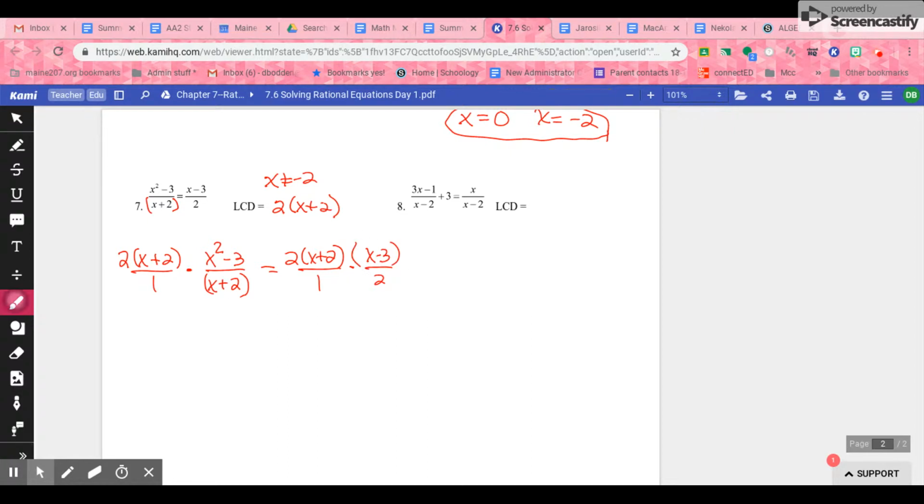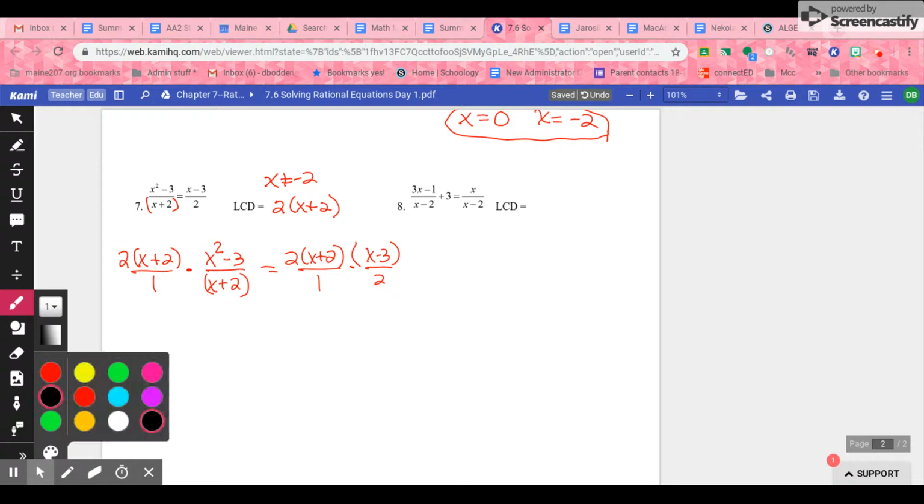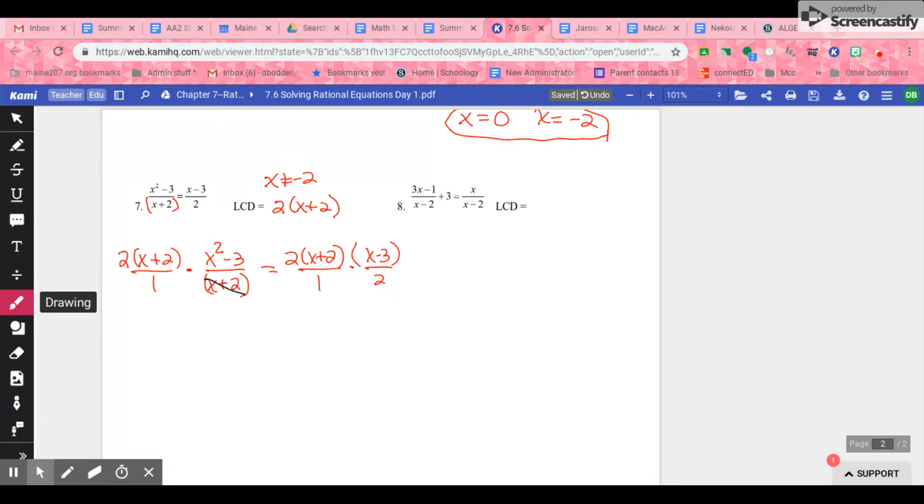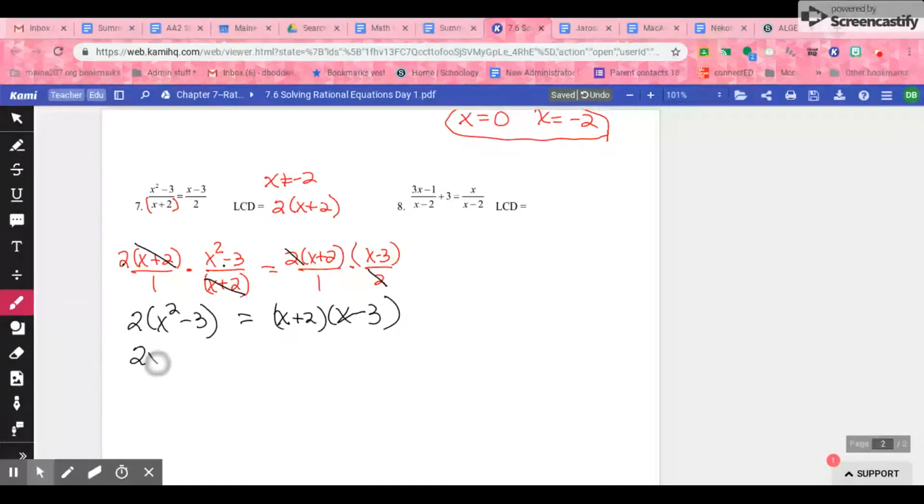All right. Once I multiply everything, then I can simplify. So here the x plus 2's divide out, and I'm left with 2 times x squared minus 3 equals. Over here, the 2's divide out, and I'm left with x plus 2 times x minus 3. Sorry about that. And now we get to the simplifying. So 2x squared minus 6. FOIL out.